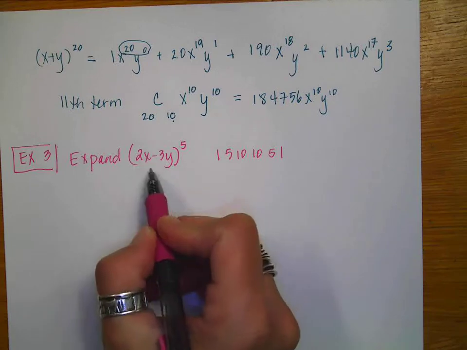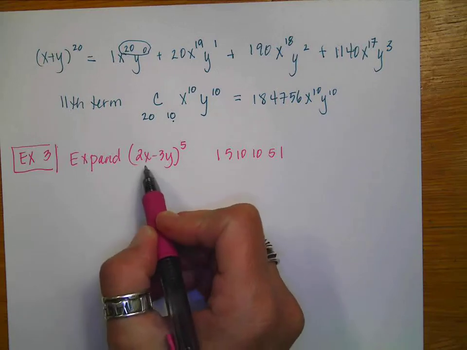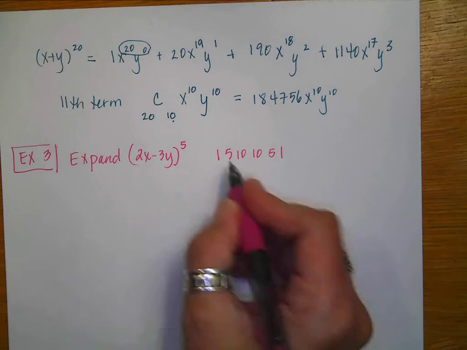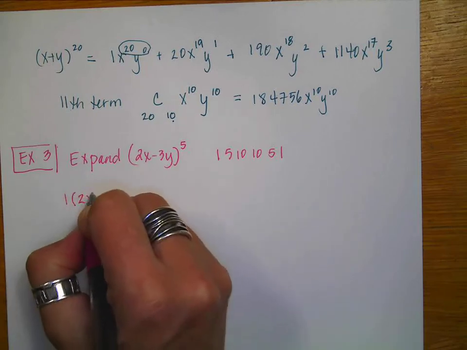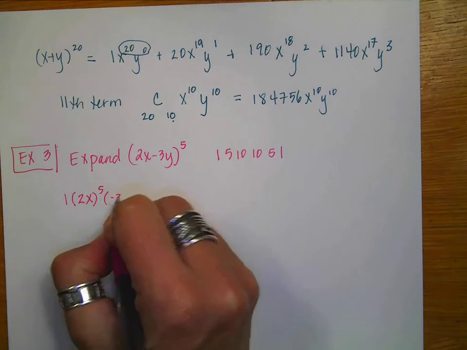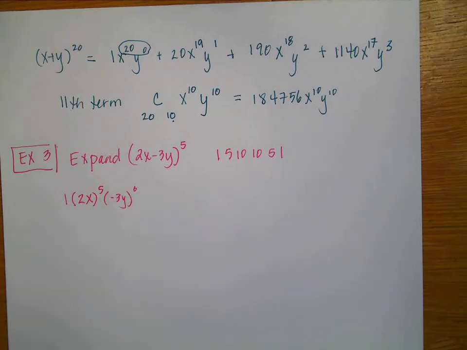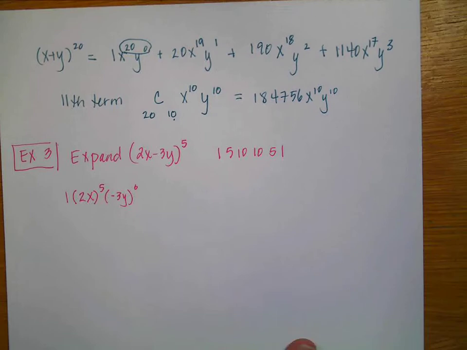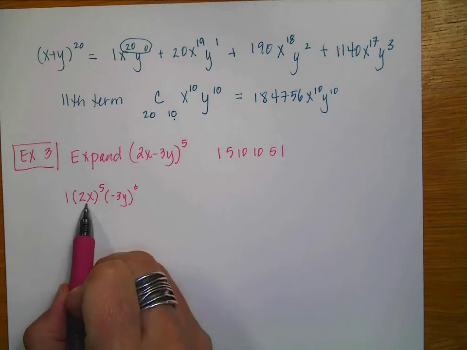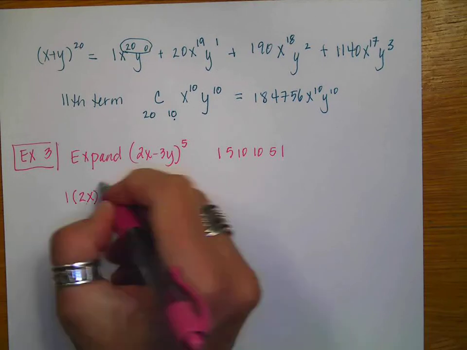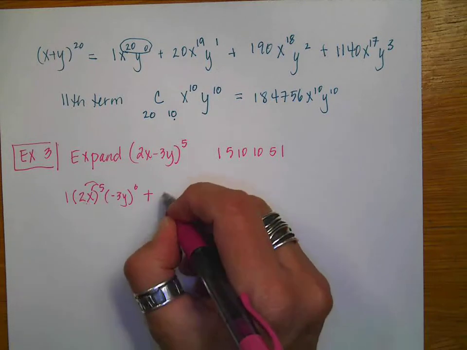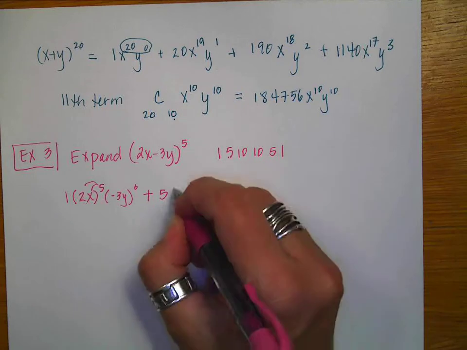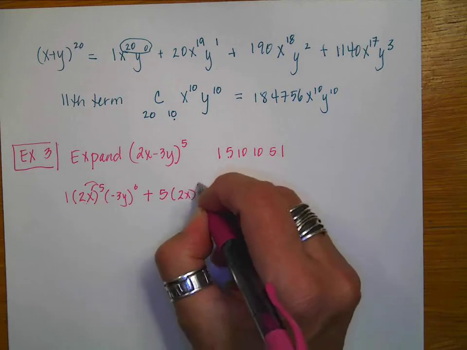I highly recommend, again, I can't say it enough, that you not skip steps. So if I start, I also need to be very careful with my parentheses. So when I start writing, here's the first term. It's going to be 2x to the 5th and negative 3y to the 0. Notice how I wrote that down. I'm putting the entire thing in parentheses, which eventually means that the exponents are going to apply to everything inside the parentheses. Then I have the next term.